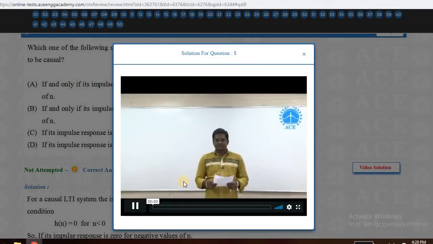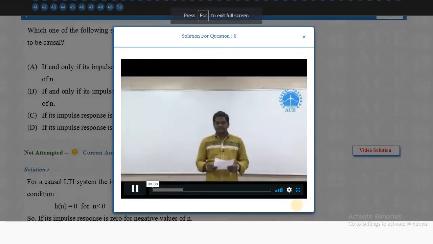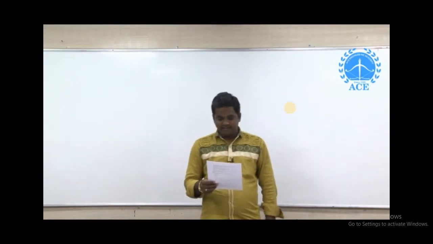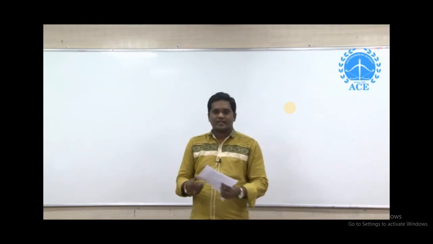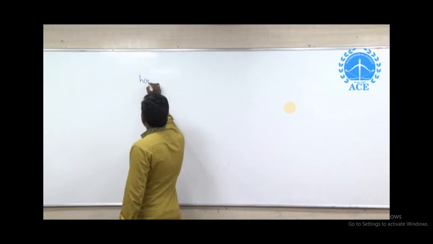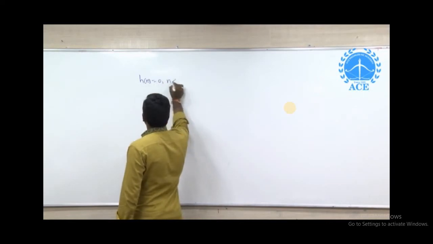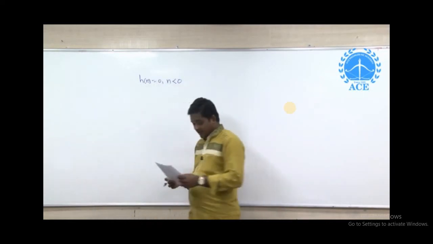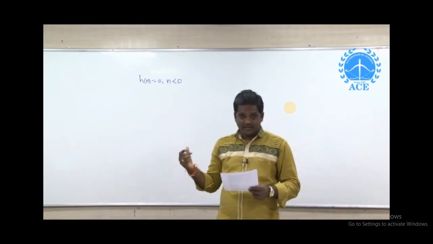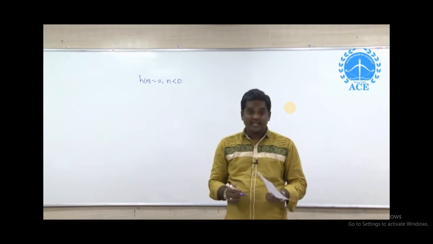The question is, which one of the following statements is correct for an LTI system to be causal? So an LTI system is said to be causal if h of n is 0 for n less than 0. That is, the impulse response of the system is 0 for negative values of n. So the right answer is C.